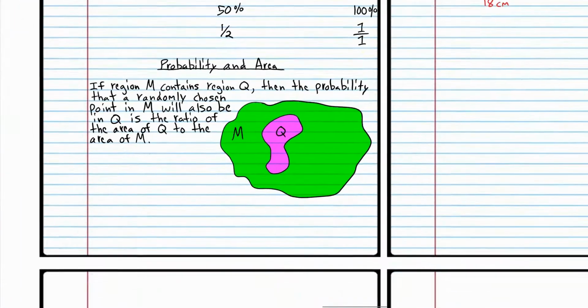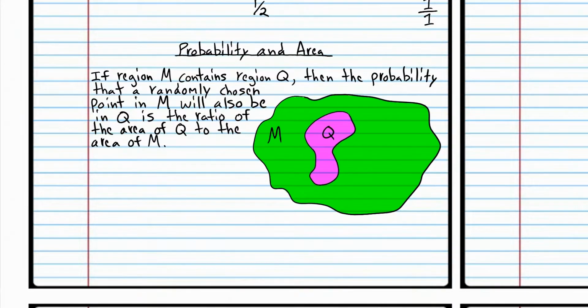But anyway, you get the point on that stuff. So now we're going to do probability in area. If a region M contains region Q, so this M part contains the purple part inside it, then the probability of a randomly chosen point in M, so if I just choose some random point like here, the probability that that point will be inside here is the ratio of the area of Q, if you can find this area, to the area of M.